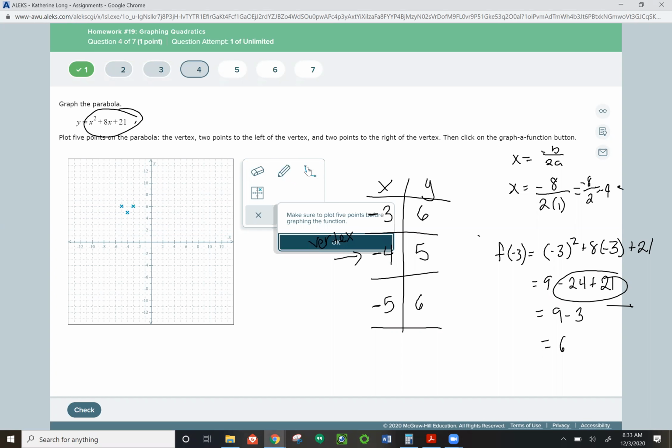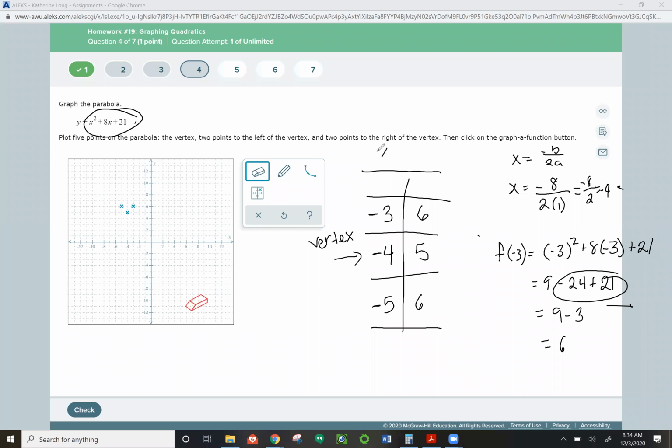Then I'm going to take this guy over here. Make sure you plot 5 points. Oh, okay. We do need to plot 5 points. So let's go ahead and find one more. I apologize for that. It does say plot 2 points to the right of the vertex and to the left of the vertex. So let's go ahead and give this another row over here. X, Y.